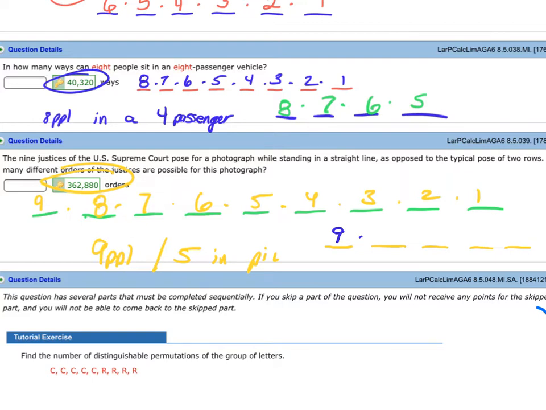How many people are left over now? 8. Then 7, then 6, then 5. And then what happens to 4, 3, 2, and 1? They don't get in the picture. Make sense? Yes. You guys got to think a little bit.